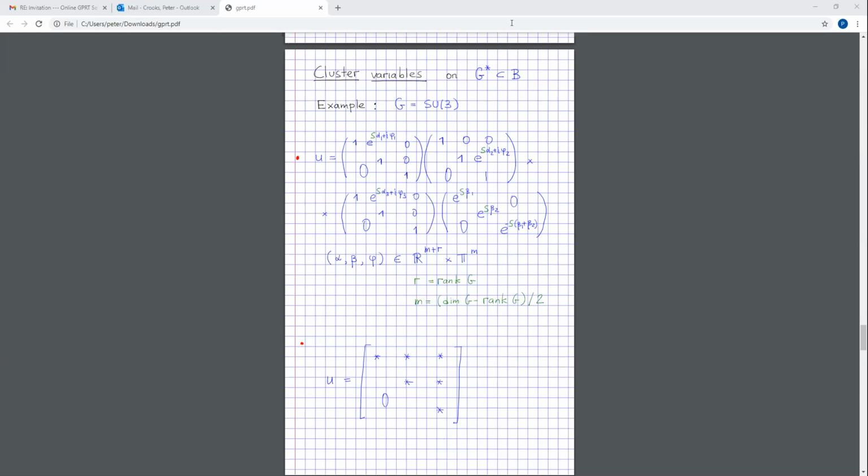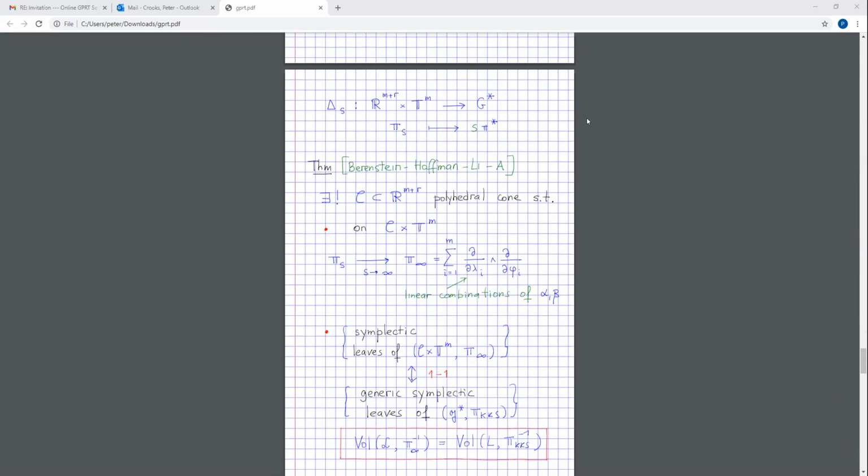So in this way we get some set of coordinates, and this is an example for SU3, but we can do it for all the types. And so we call them alpha, beta, and phi. Phi are angles, and alpha and beta are real numbers. So this gives us some coordinate system. And if you go to the next slide, let me denote this coordinate system by delta s, right?